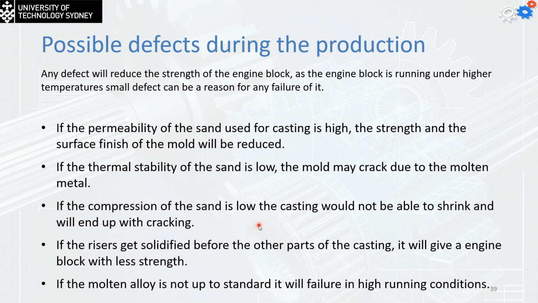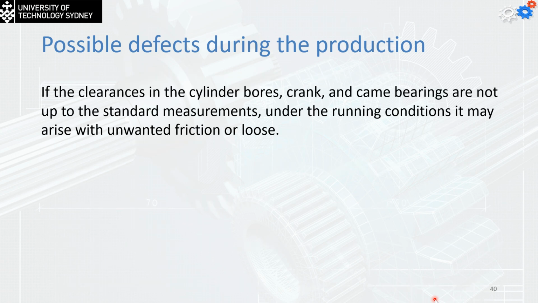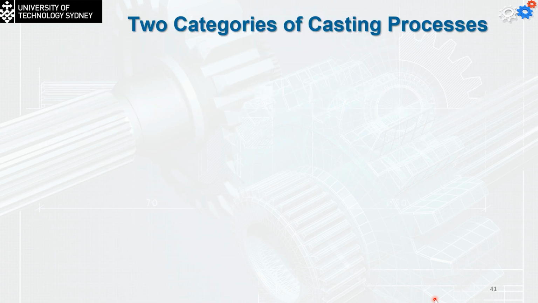If the riser gets solidified before the other parts of the casting, it will give the engine block less strength and, of course, less size as well. If the molten alloy is not up to the standard, it will fail in the high running conditions. If the clearances in the cylinder, the crank and the cam bearings are not up to the standard measurements, under running conditions it may result in unwanted friction or looseness.